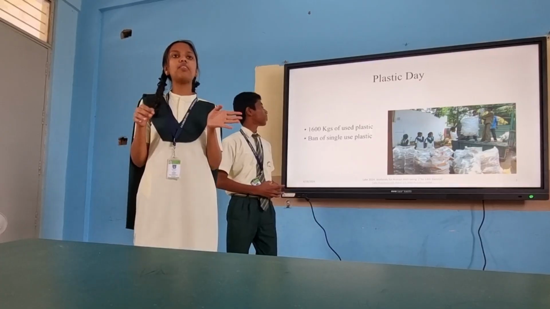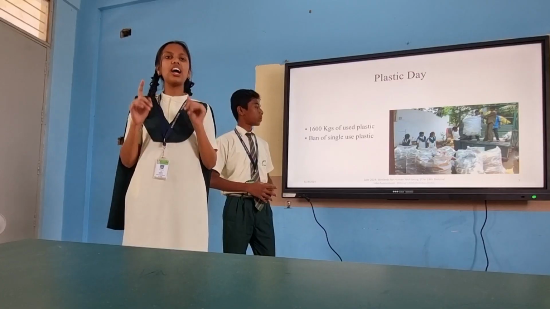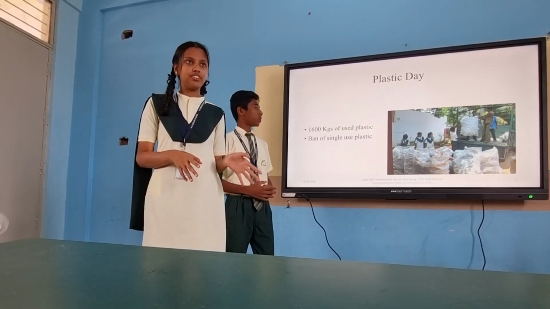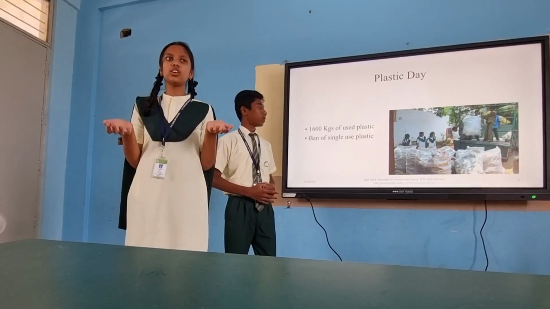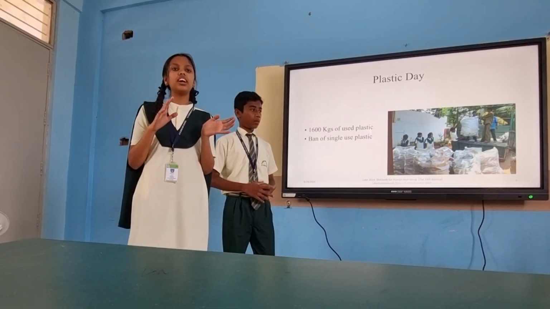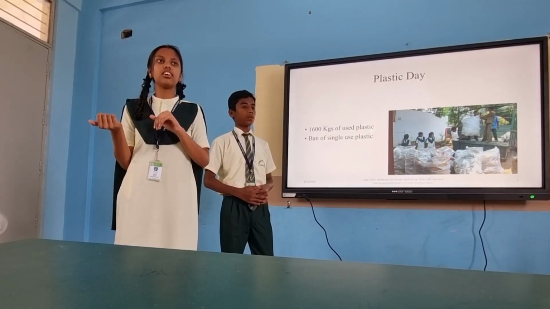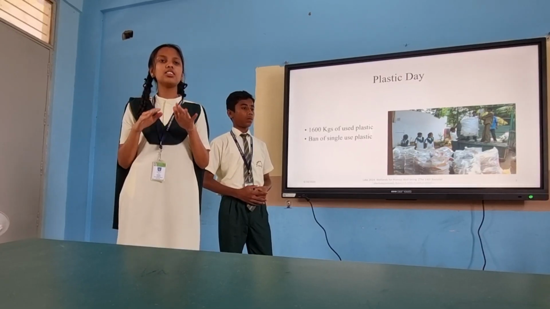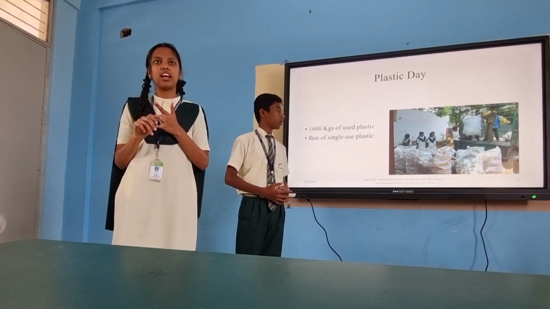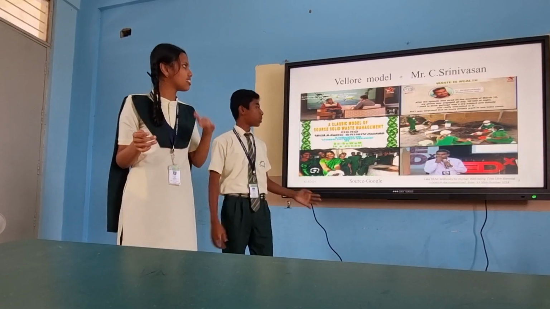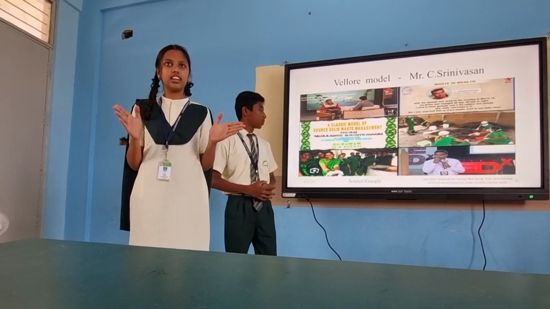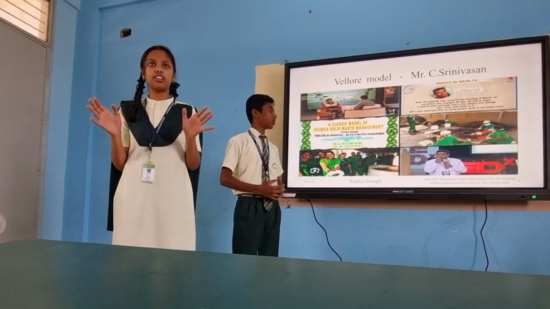In our school, we had plastic day, wherein students used to store 1 week's plastic at home and bring it to school on a specific day, like Monday for 5th standard, Tuesday for 6th standard, and so on. We had collected 1600 kgs of used plastic and gave it to a vendor who used it for asphalting the Bangalore roads. And in return, they also paid us 6 rupees per kg. Government should also ban the production of single-use plastic which is less than 40 microns. Mr. C. Srinivasan's Vellore model to manage solid waste is the best in the country. According to him, only 10% of the waste goes to landfills.